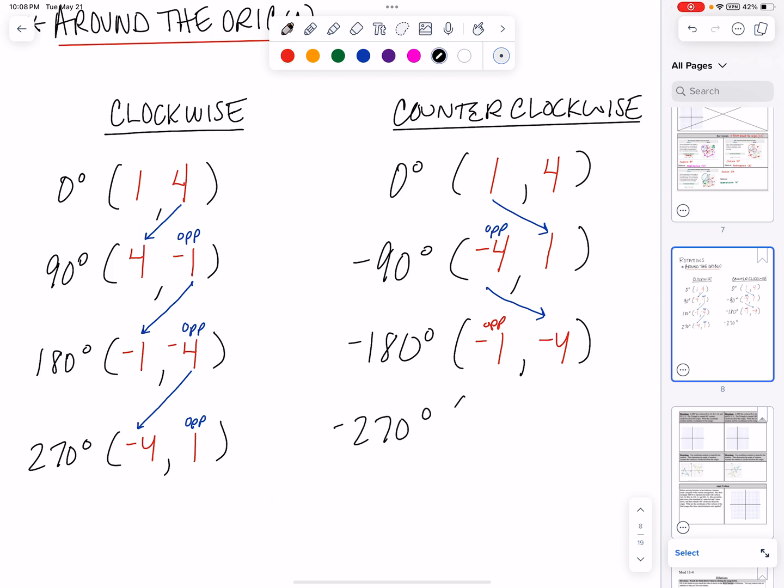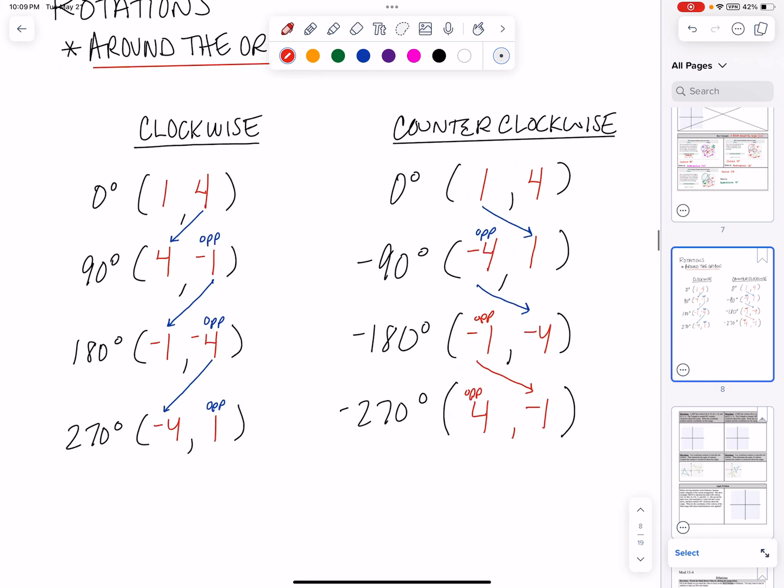Okay, going around. What happens to the numbers? Well, the -1 goes here. And what happens to the -4? It becomes the opposite. Okay, so this is just something I want you to be aware of. If you can remember that, then it's something that can help you solve something without having to draw the whole thing out.